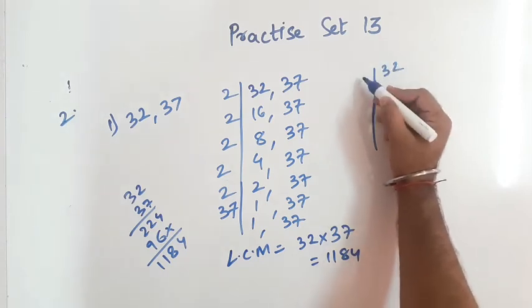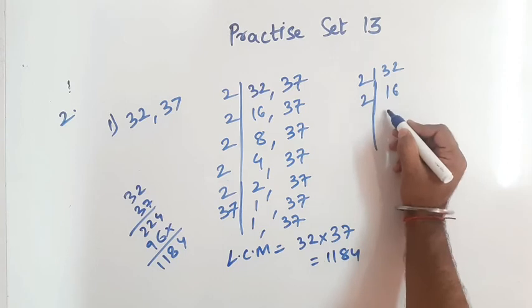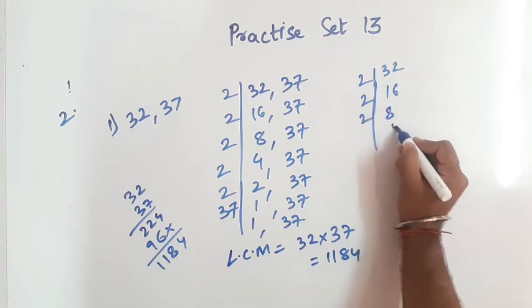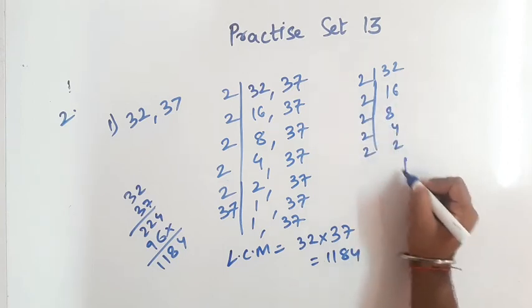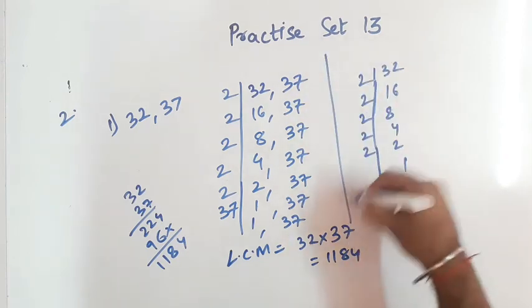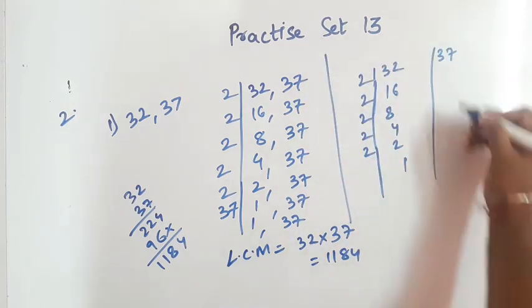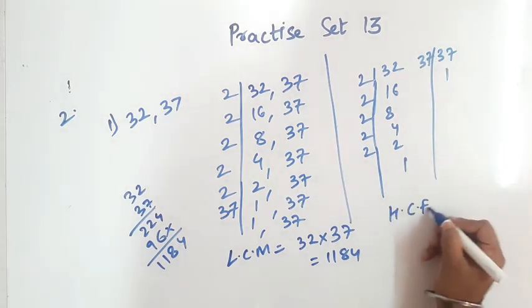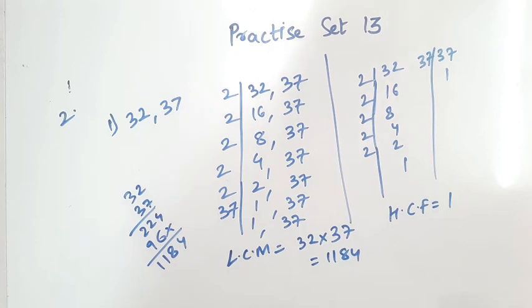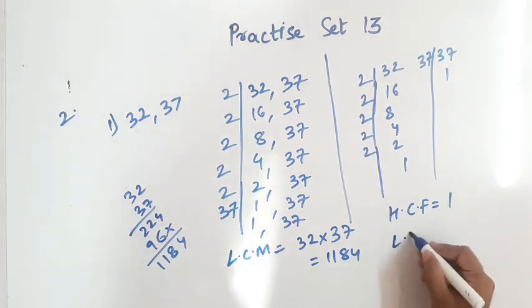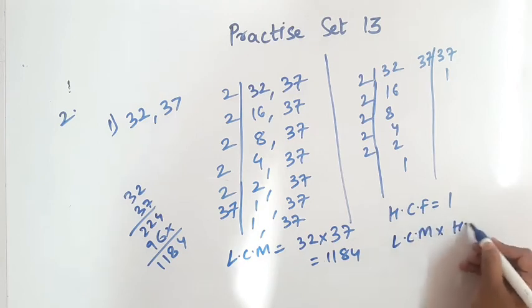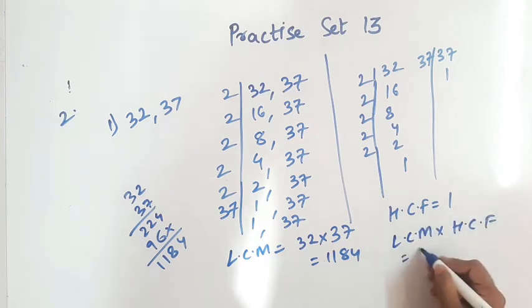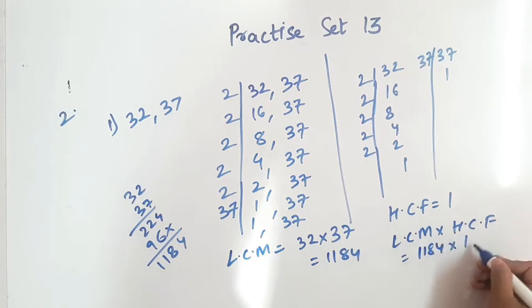Now let us check the HCF. 32: 2, 16, 2, 8, 2, 4, 2, 2, 2, 1. And 37 is only 37 ones are 37. So your HCF is 1. Okay, so it is very easy. If I multiply LCM into HCF, I'll get 1184 into 1, which is equal to 1184.